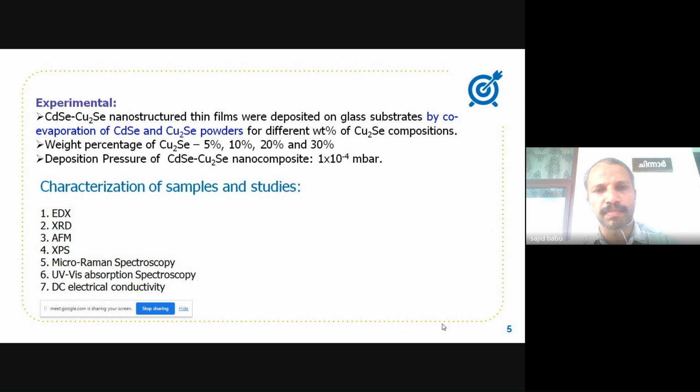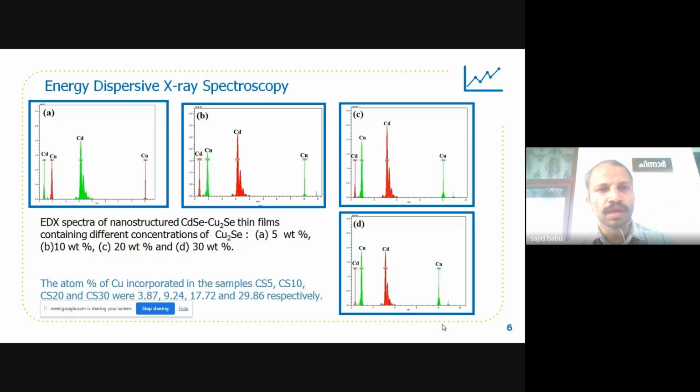For characterization of the samples, the studies we have done are EDX, XRD, AFM, XPS, Raman spectroscopy, UV-visible spectroscopy, and studies of DC electrical conductivity. In energy dispersive X-ray spectroscopy, we have recorded spectra for the CdS-Cu2S thin films for 5%, 10%, 20% and 30%. The atomic compositions obtained for the samples CS5, CS10, CS20, and CS30 were 3.87, 9.24, 17.72, and 29.86 respectively.